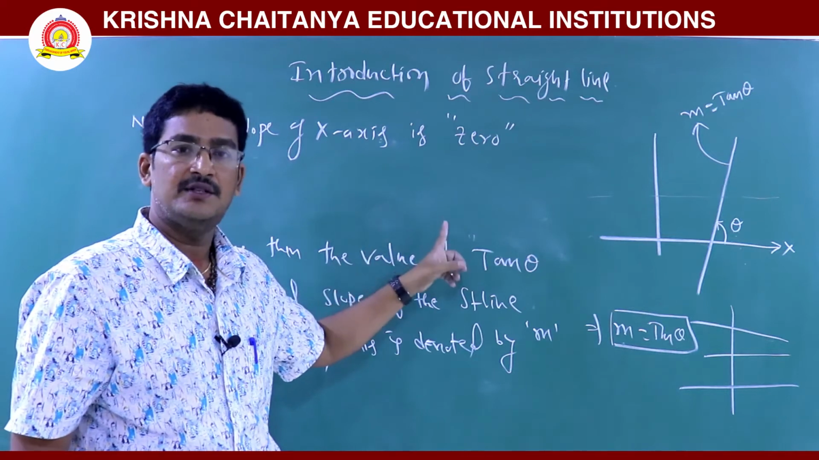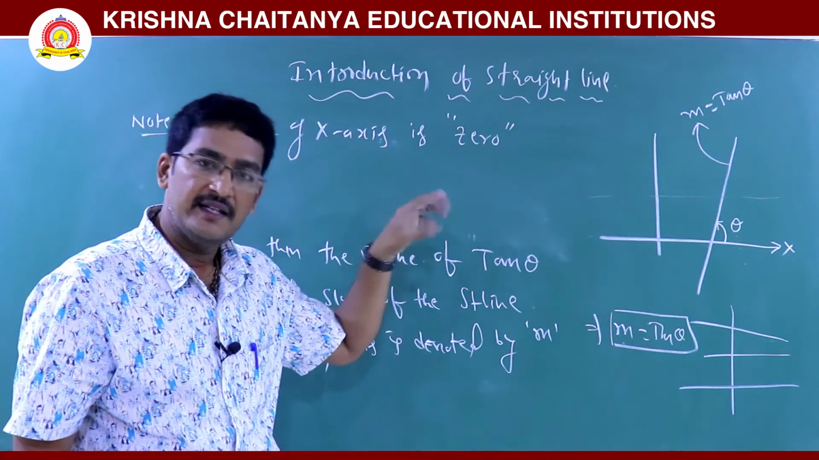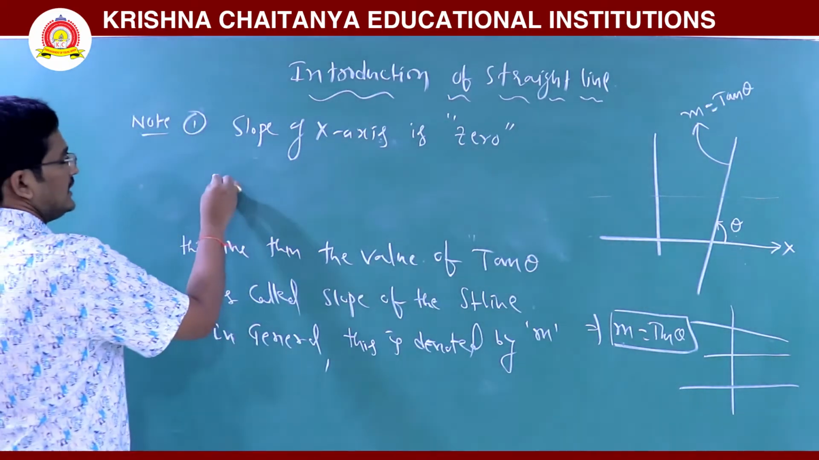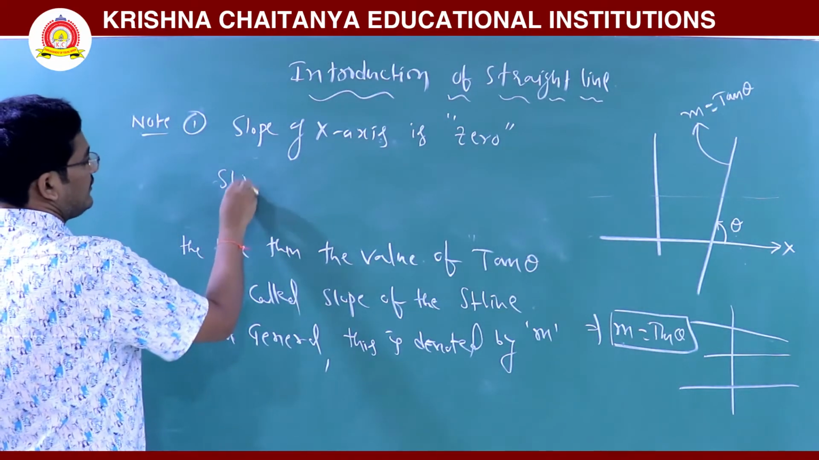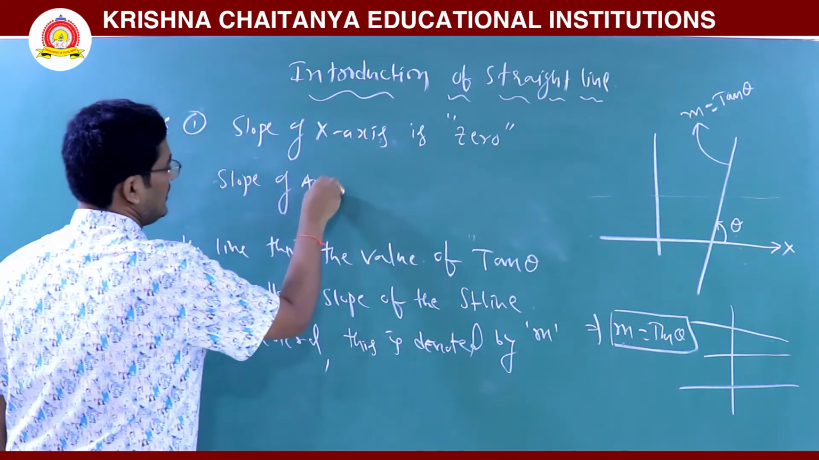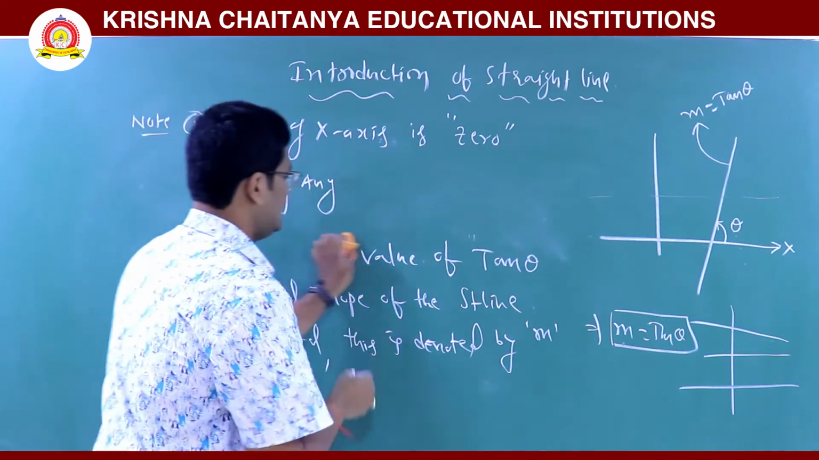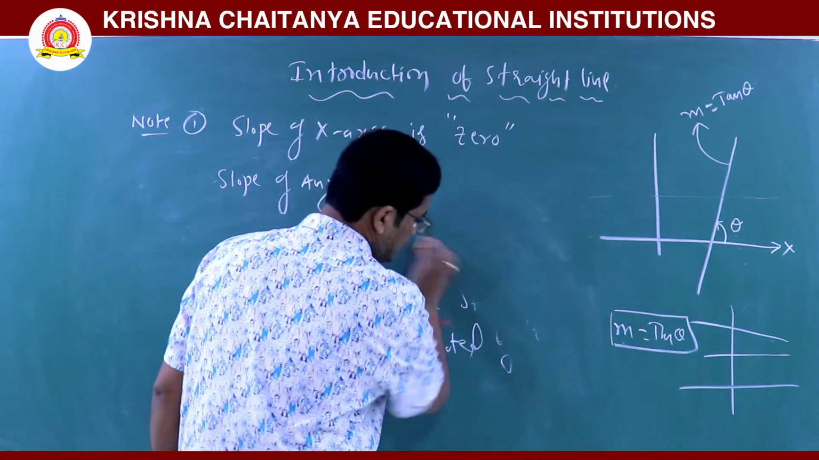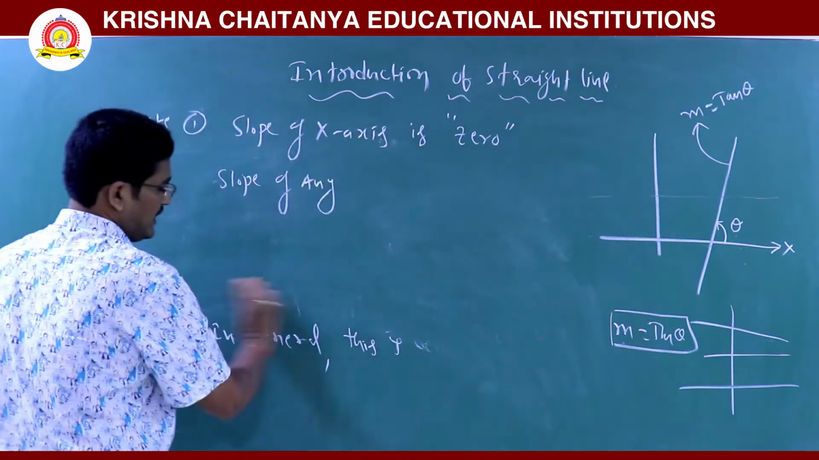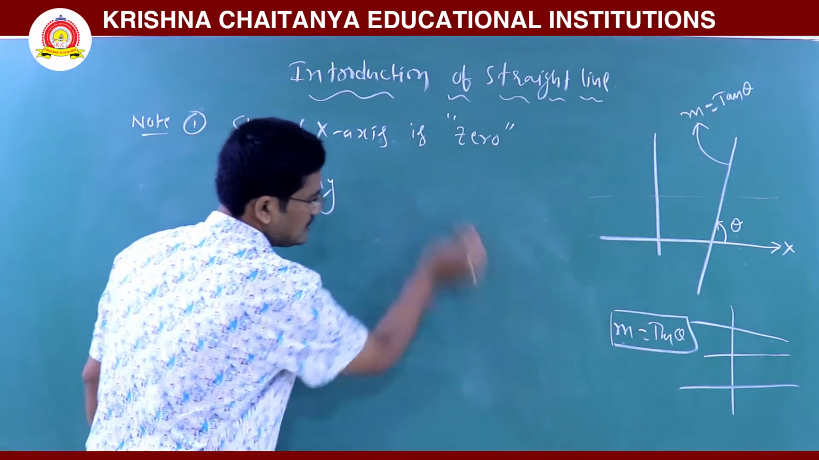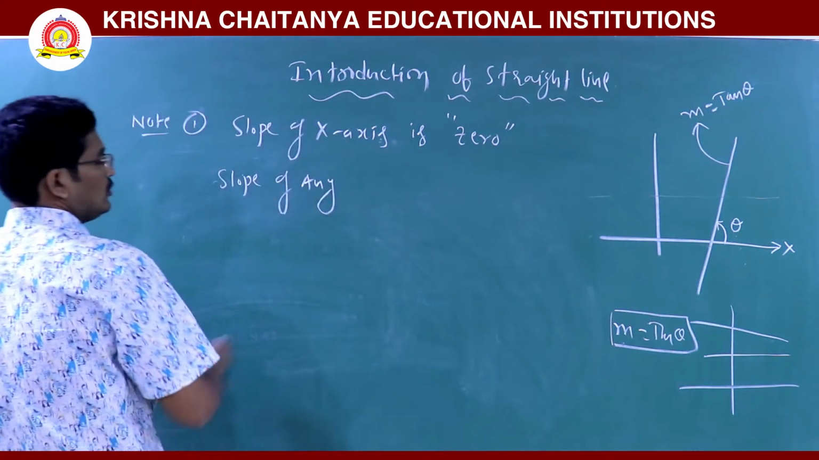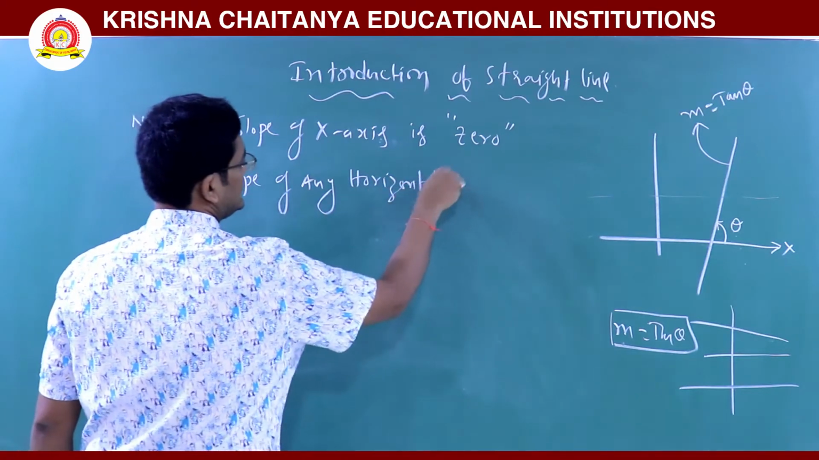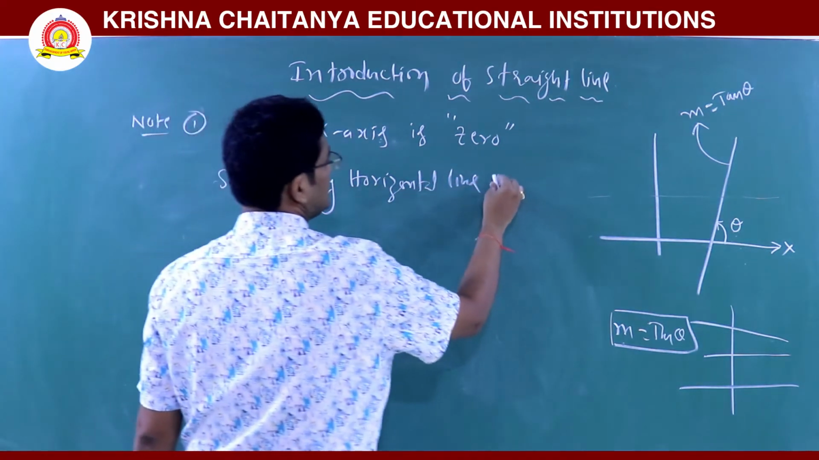Inclination of the x-axis is 0, inclination of any horizontal line is 0, already I told. So, slope of the x-axis is 0. In the similar way, slope of any horizontal line, which means a line parallel to x-axis. Horizontal line means which is parallel to x-axis. Just you have to observe that one. Slope of any horizontal line is also 0.